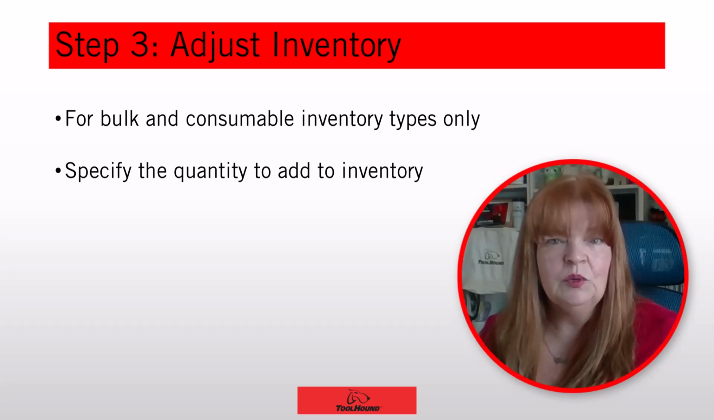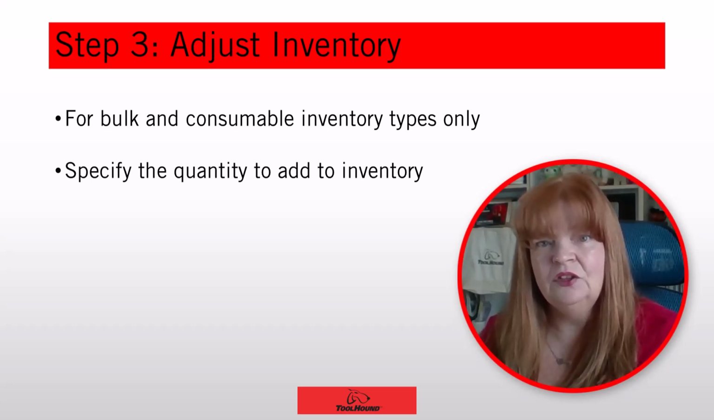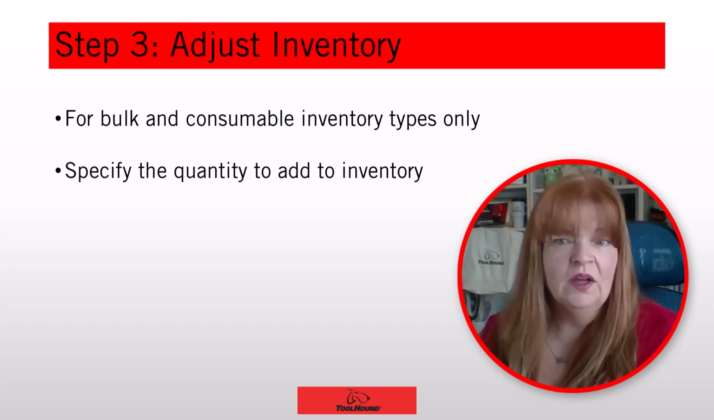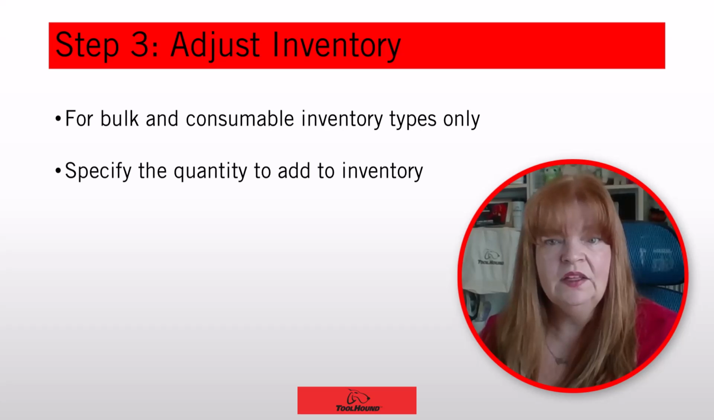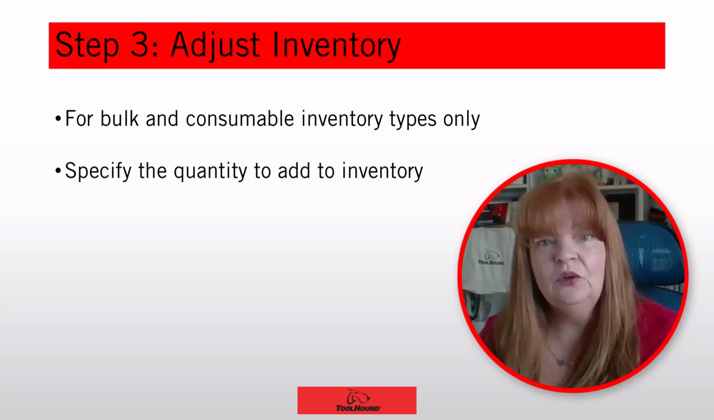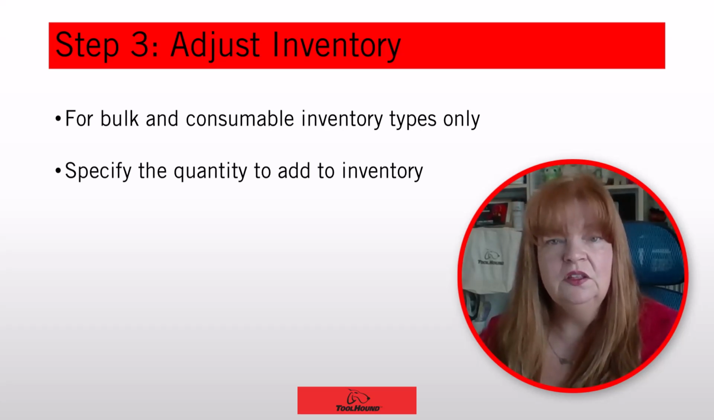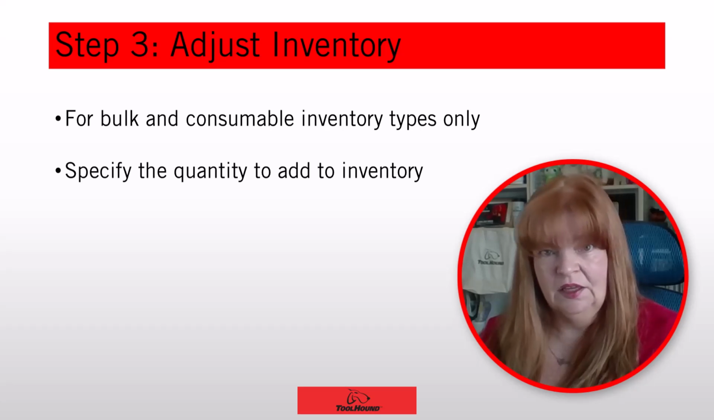For bulk and consumable inventory, you need to specify the quantity using an inventory adjustment. Remember that quantities aren't tracked for non-stock. For serialized inventory, the quantity is automatically 1 when a new item is added, so these inventory adjustments are handled automatically in the background.